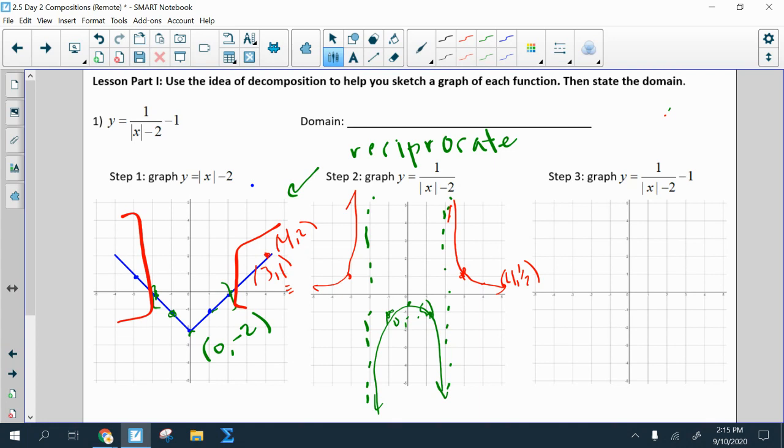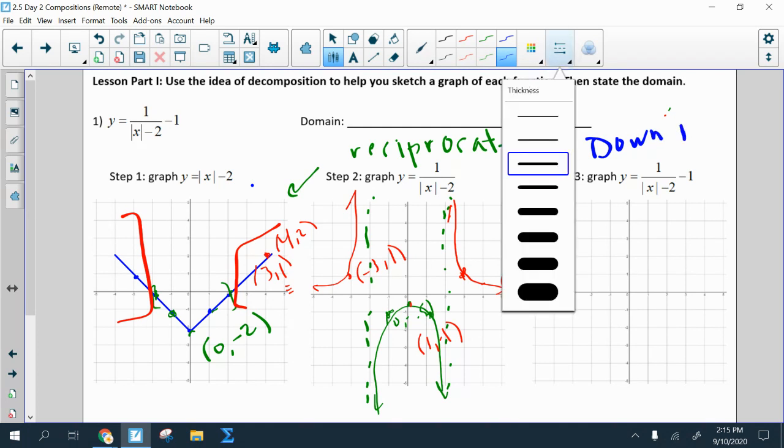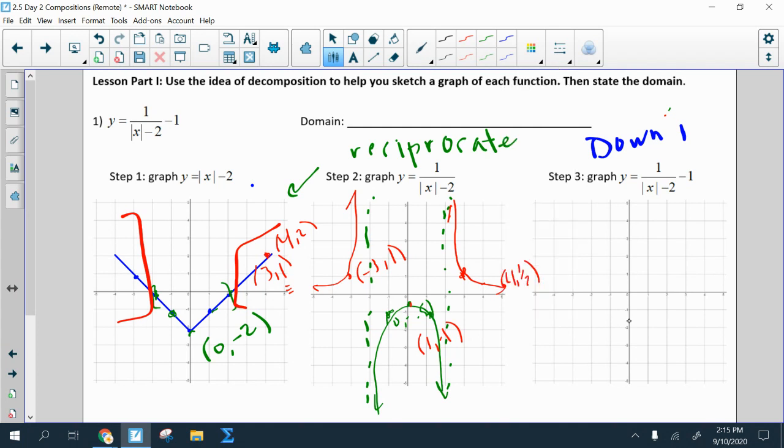So I'm going to label a couple more of these points. So this is now negative 3, positive 1. This was that 0, negative a half. This is 1, negative 1. And then the third step in the problem here is now to shift the whole thing down 1. So the graph to the left is now going to go down 1. So this 0, negative a half is going to go down to 0, negative 3 halves.